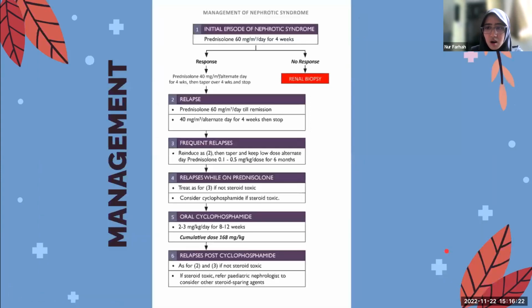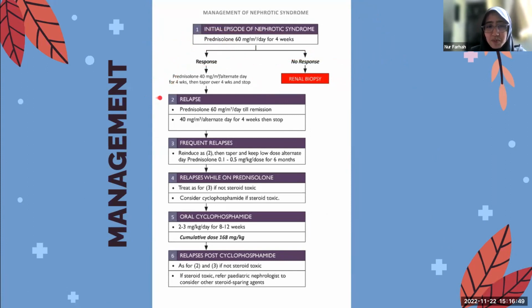Okay. Continue with management. So here I take from the pediatric protocol. For nephrotic syndrome, first we initially start with prednisolone, a corticosteroid. And we look for the response. If it has a good response, usually it will also lead to a good prognosis. But if there is no response towards the steroid therapy, then we do renal biopsy.